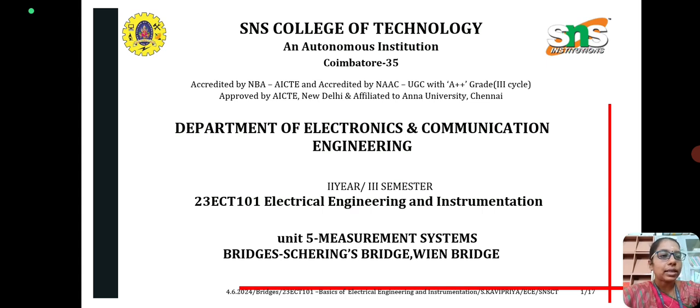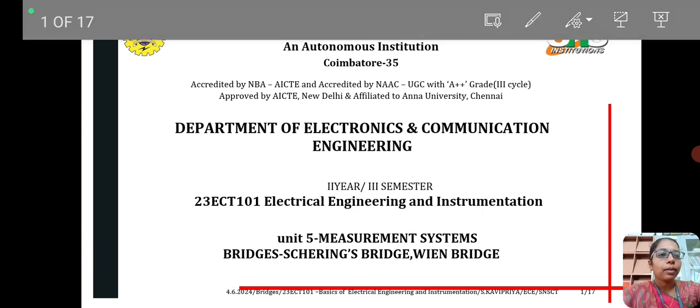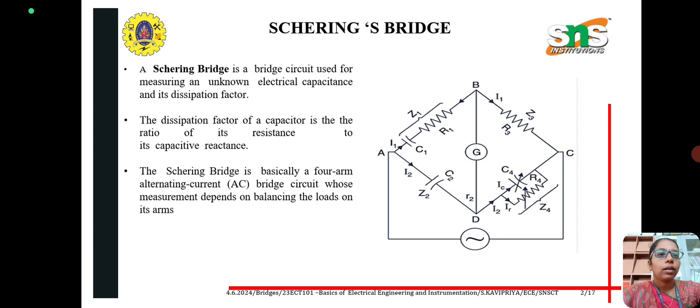I am going to discuss the topic Schering and Wien Bridge, which are types of AC bridge. Schering bridge is a bridge circuit. It is used for measuring an unknown capacitance, and you can even calculate the dissipation factor of the capacitance. The dissipation factor of the capacitor is the ratio of its resistance to the reactance.